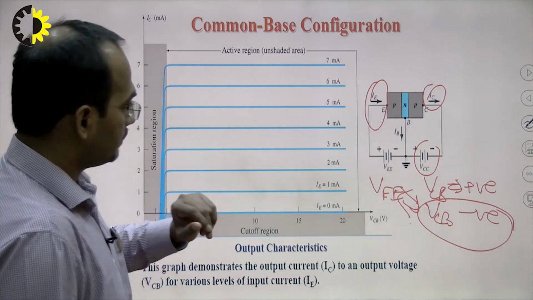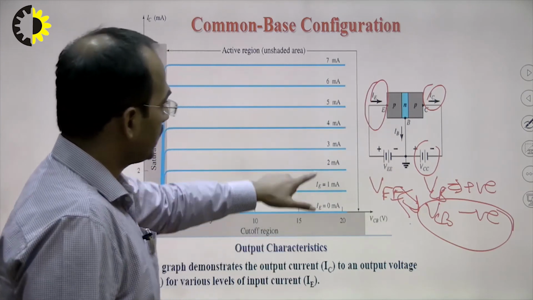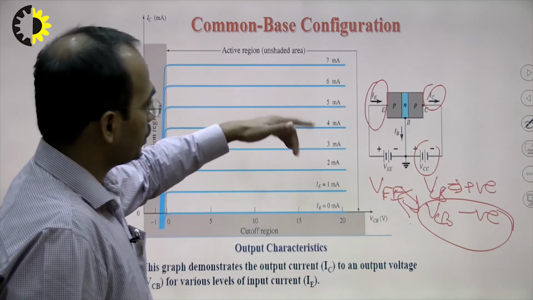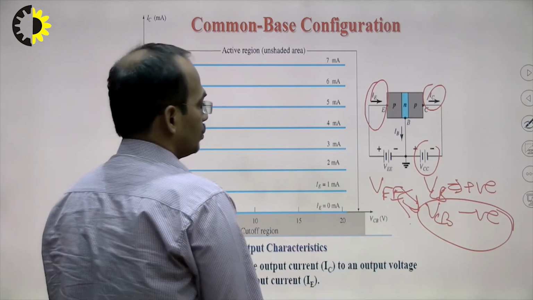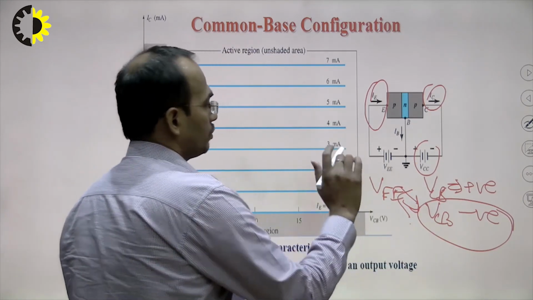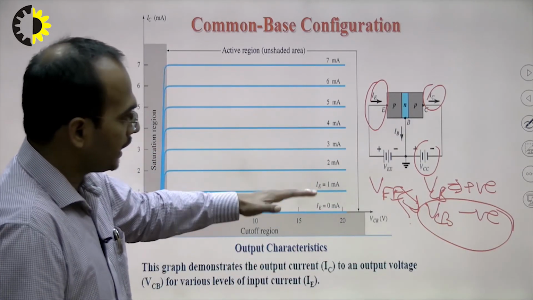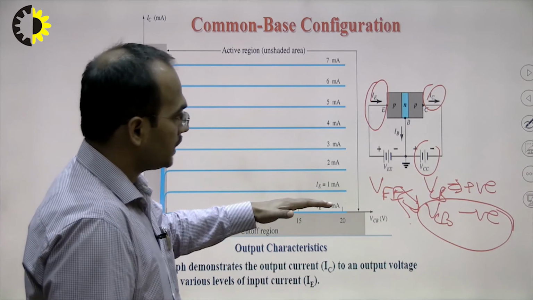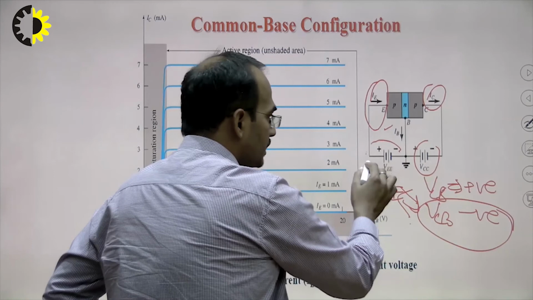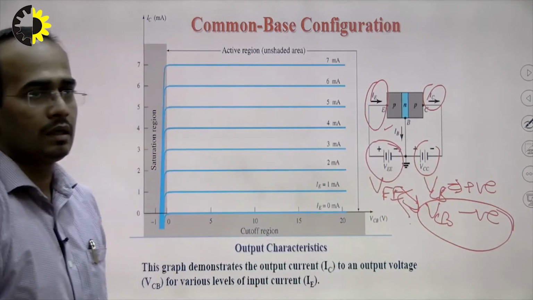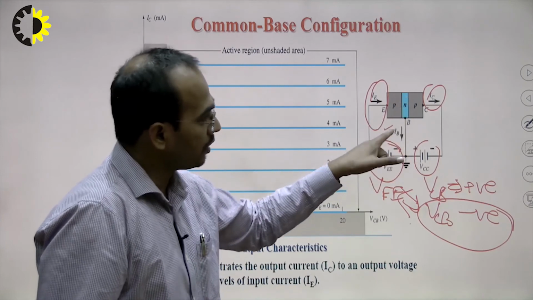If I make this condition IE equal to 0, I have to vary this input current IE from 0 up to any value. You can consider 2, 3, 4, 5, 6 milliampere. IE equal to 0 milliampere means you have reverse biased the emitter base junction, and the collector base junction is already reverse biased.